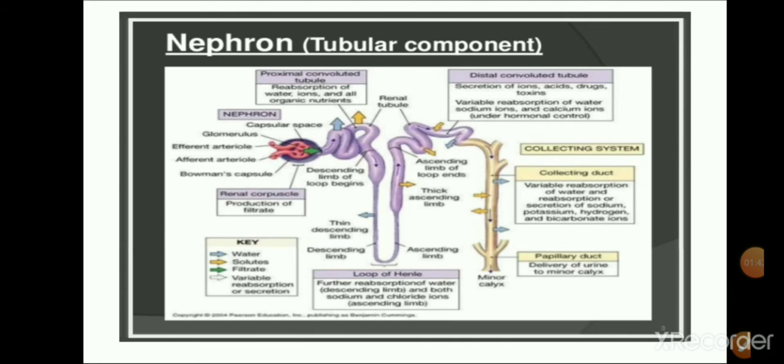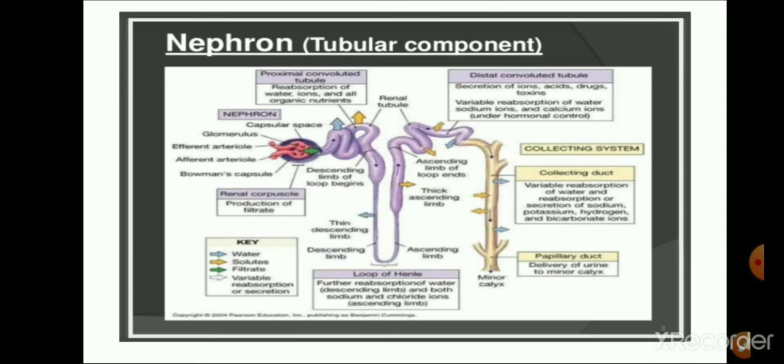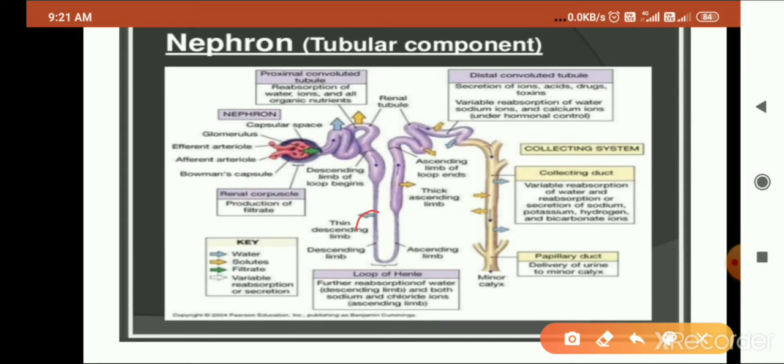Next we have the loop of Henle. In the loop of Henle, this part is the loop of Henle. The loop of Henle again has a descending limb and an ascending limb. In this loop of Henle, further reabsorption of water, chloride and sodium ions takes place. Then we have the ascending limb of the loop of Henle. In the ascending limb, the secretion of ions, acids, drugs and toxins takes place.